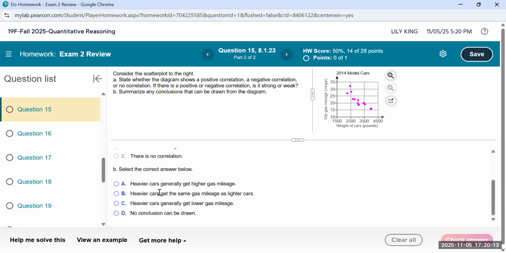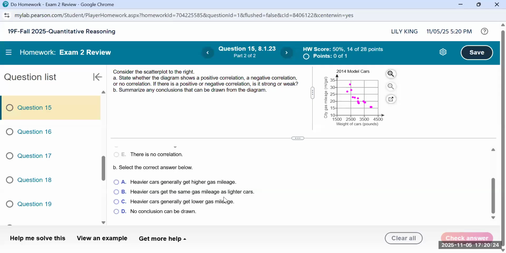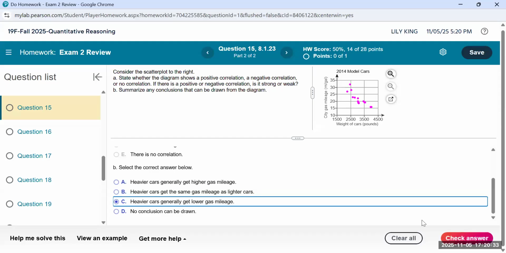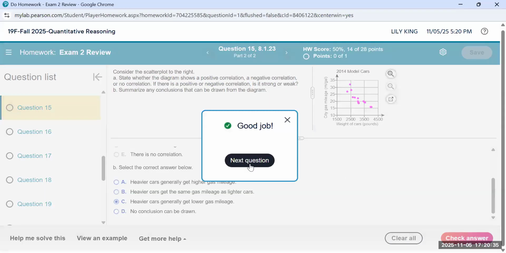So heavier cars make the same. So we need to select a good answer choice. So heavier cars generally get lower gas mileage. Okay, as one is increasing, the other one has to decrease. So heavier cars generally goes with lower. So heavy and lower.